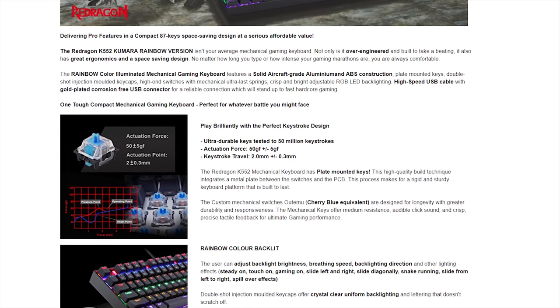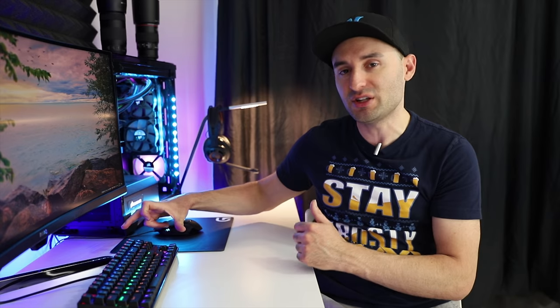are the equivalent of Cherry MX Blue key switches, offering an activation force of 50 grams, an audible click sound, as well as some crisp tactile feedback. With physical dimensions of 36 by 13.1 by 3.5 centimeters, the K552 really is quite small, a result of the lack of a dedicated number key pad.